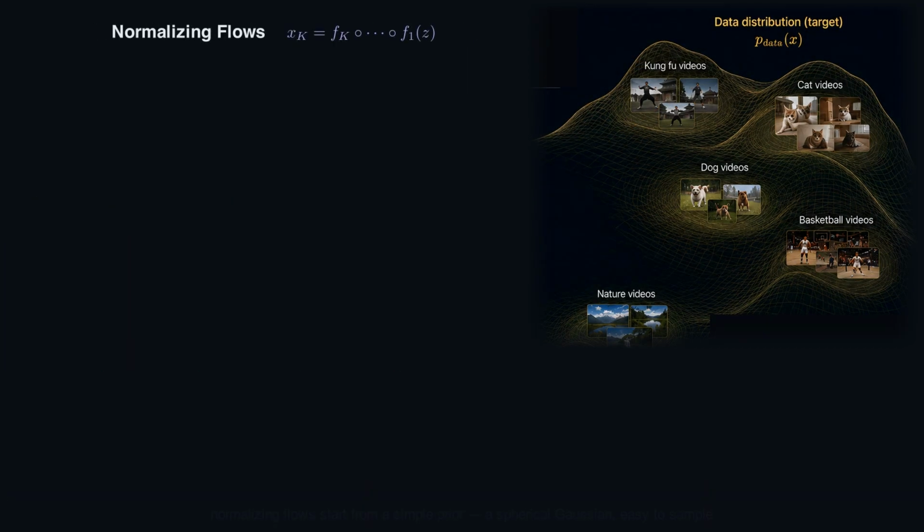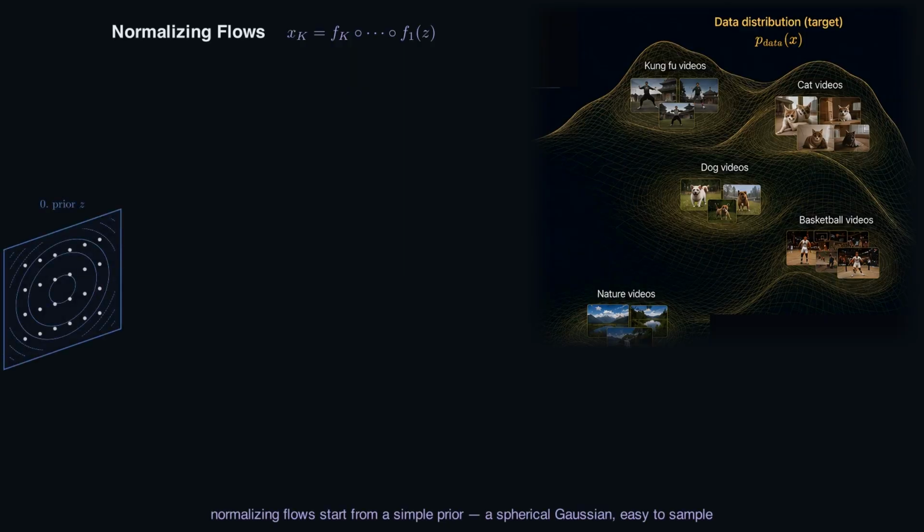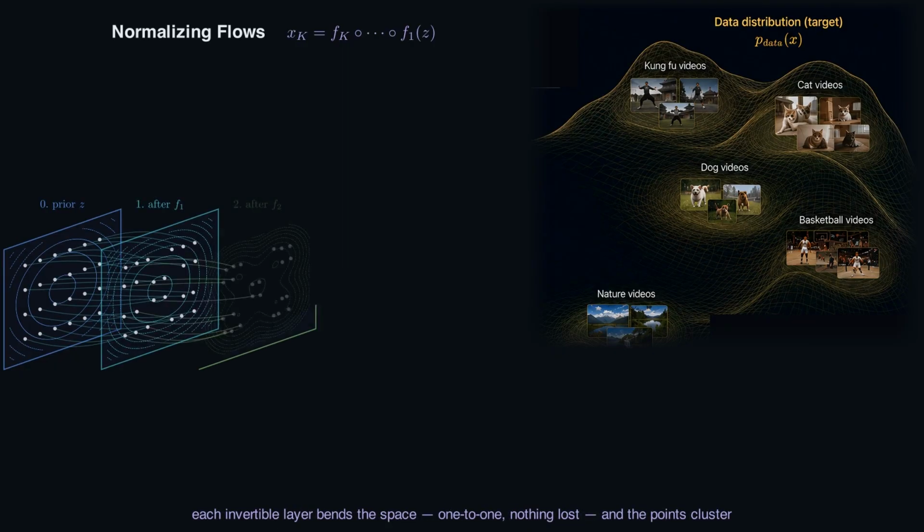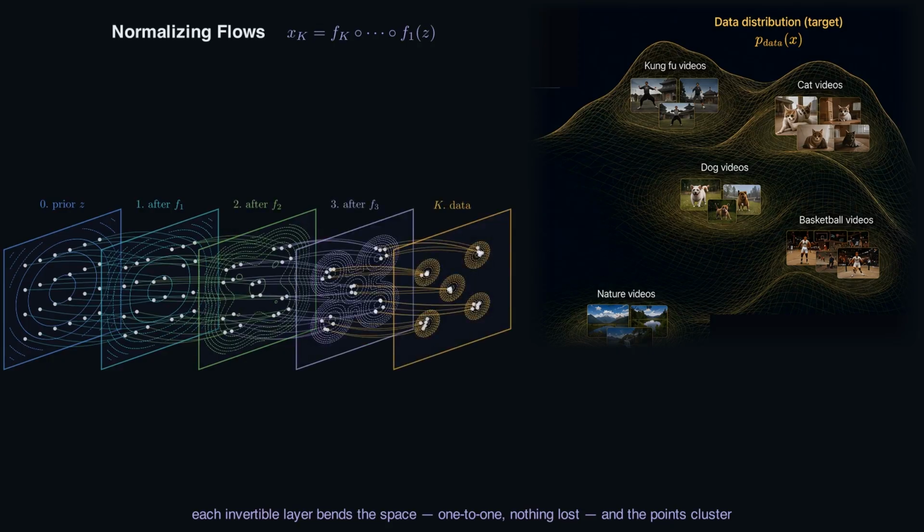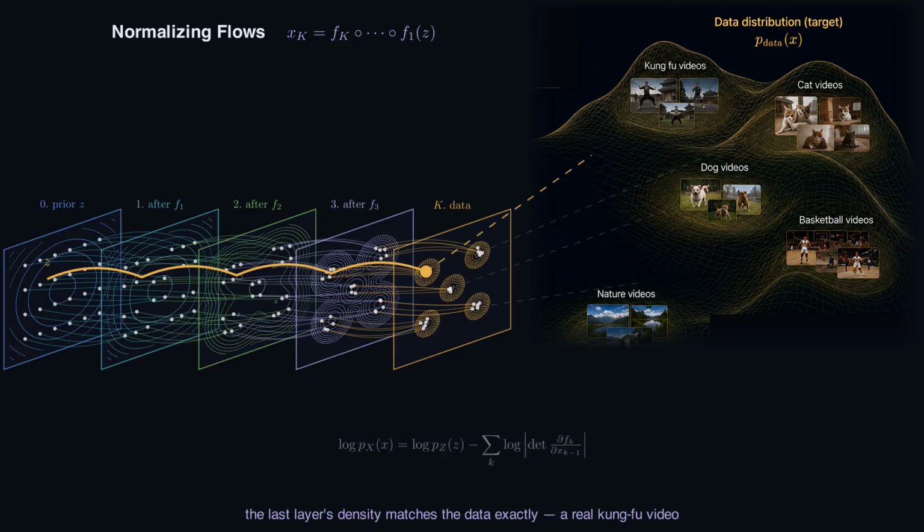The third is the older cousin, a normalizing flow. It starts from a simple spherical Gaussian, easy to sample from. Then a stack of invertible layers bends the space, each one exactly 1-to-1, nothing lost, and the points cluster. Follow a single point. The same map carries it from prior to data, and it runs backward exactly. By the last layer, the density matches the data, a real kung fu video.